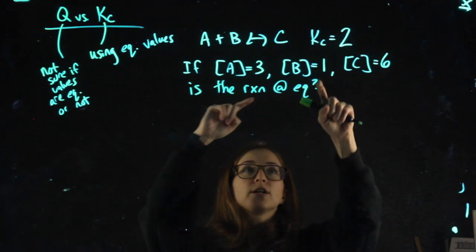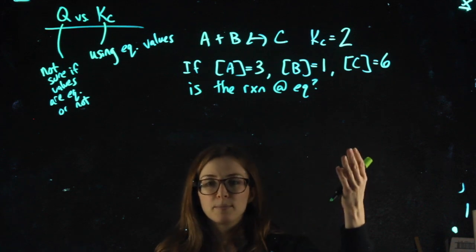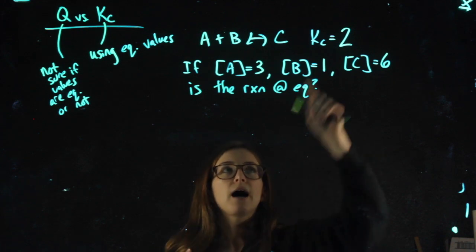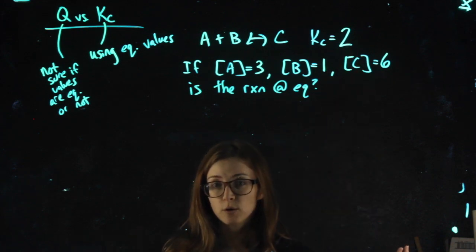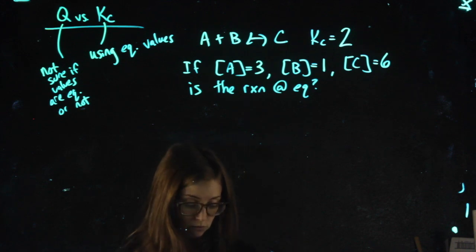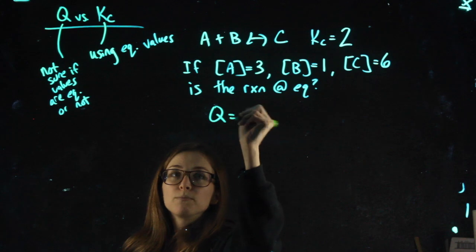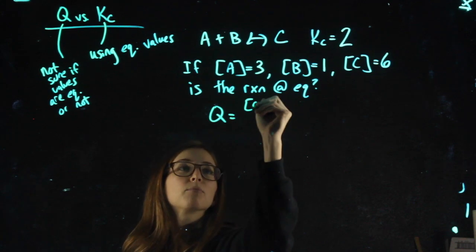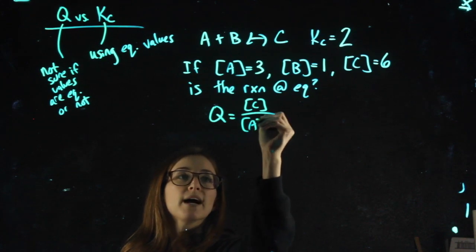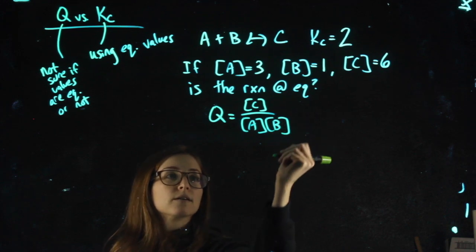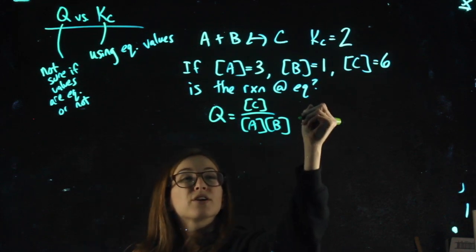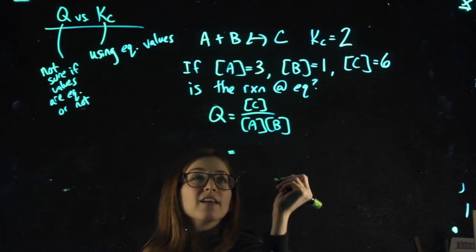Well, if these are equilibrium values, when I plug them into products over reactants, I would get 2. I'd know I'm at equilibrium. If I don't get 2, I know I'm not. So we call it Q, but it's set up the same way. Products over reactants. I don't know if they're at equilibrium. That's the only reason I didn't call it K.